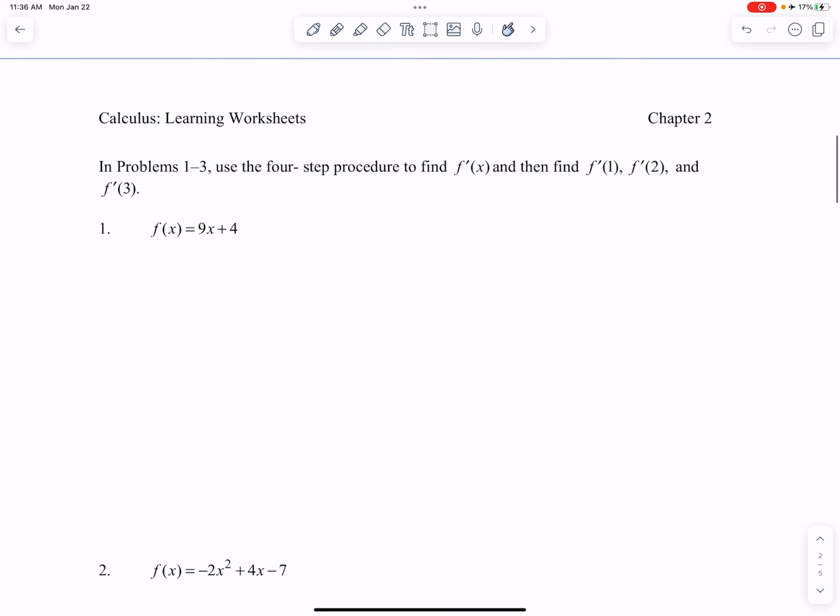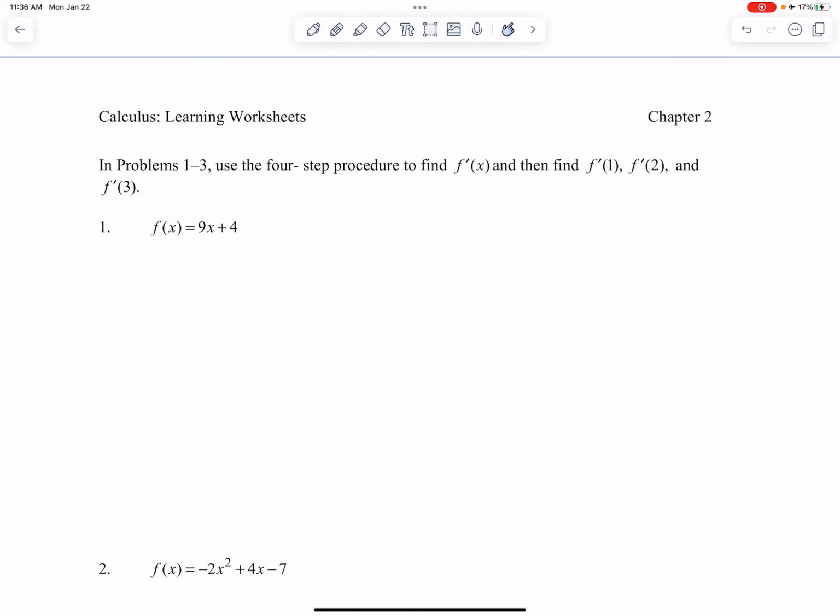Okay, let's take a look. In problems 1 through 3, use the 4-step procedure to find f prime. Then find f prime of 1, f prime of 2, and f prime of 3. So we're finding our first derivative, and then we're going to plug values into our derivative and see what comes out. So we have f of x equals 9x plus 4.